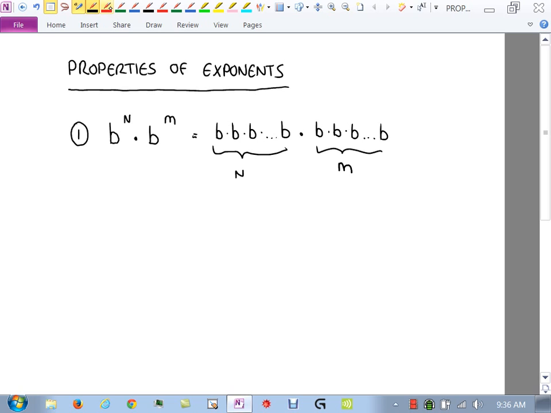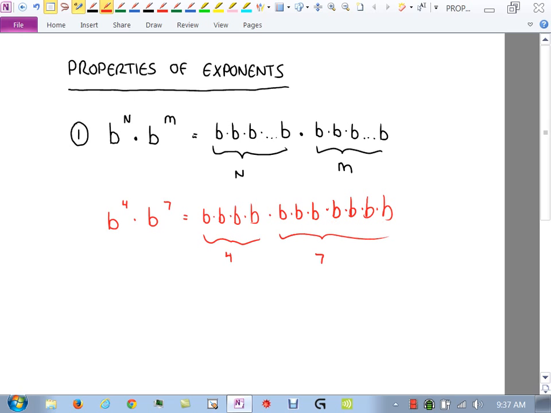Let me give you an illustration underneath this. What if I had b to the 4th times b to the 7th? Wouldn't that be b times b times b times b? So there's my 4 of them, right? And then times b times b times b times b times b times b times b. And I have how many here? 7. So how many b's total? 11, right? You're getting that by doing what? Adding the 4 and the 7 together, correct?